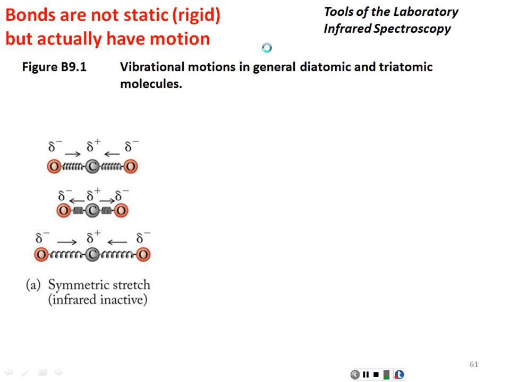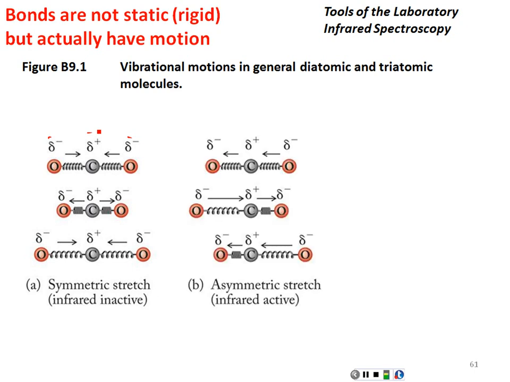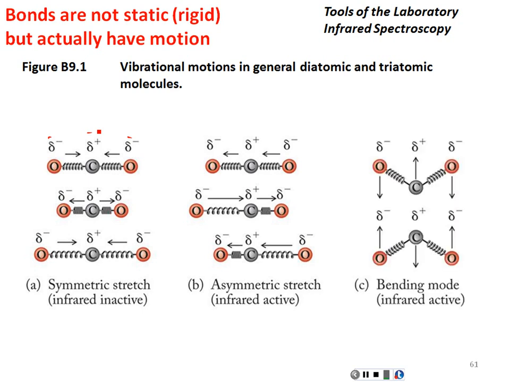I just want you to realize that these molecules have motions, and they can have what's called a symmetric stretch, and we see that here with CO2. And we show the partial charges because oxygen is more electronegative than carbon. They can have an asymmetric stretch where the two bonds are going in the same direction. And then there's a bending mode. They can bend in and out of the plane for this linear molecule.